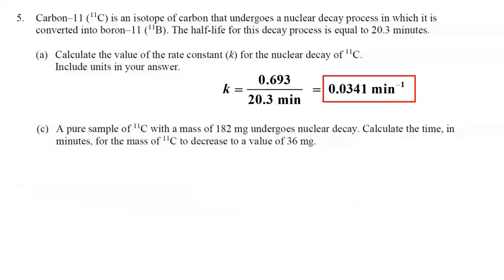In part C, it says a pure sample of carbon-11 with a mass of 182 milligrams undergoes nuclear decay. Calculate the time in minutes for the mass of carbon-11 to decrease to a value of 36 milligrams. So we know that the initial amount was 182 milligrams. The final amount is 36 milligrams. The rate constant is the same rate constant from part A, 0.0341 inverse minutes, and the time is unknown. That's what we're trying to find.